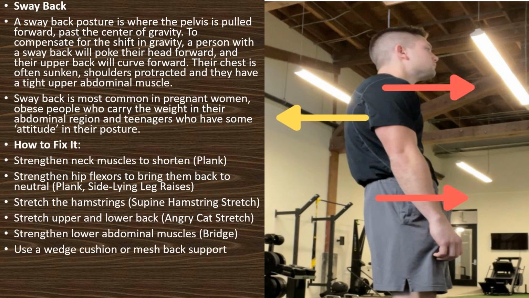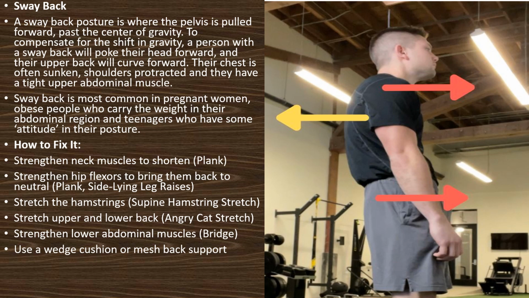A person with a sway back will poke their head forward and their upper back will curve forward. Their chest is often sunken, shoulders protracted, and they have a tight upper abdominal muscle. Sway back is most common in pregnant women, obese people who carry the weight in their abdominal region, and teenagers who have some attitude in the posture. How to fix this?